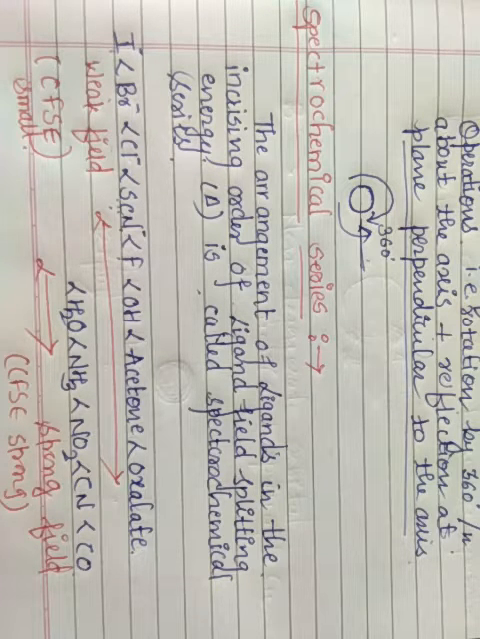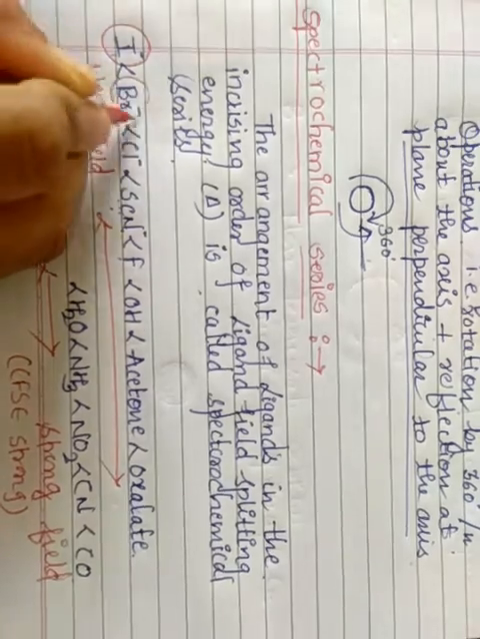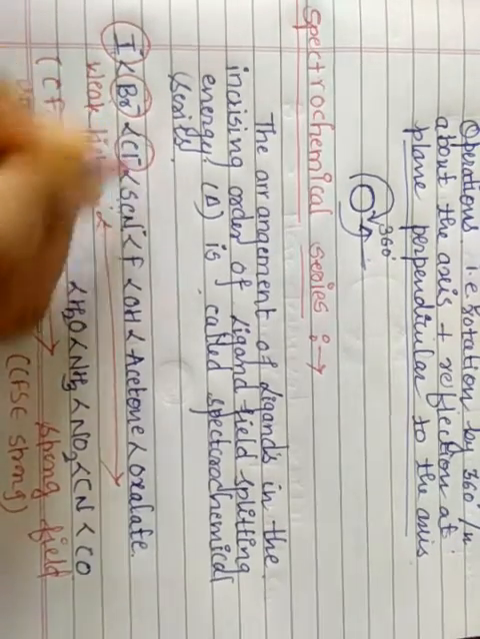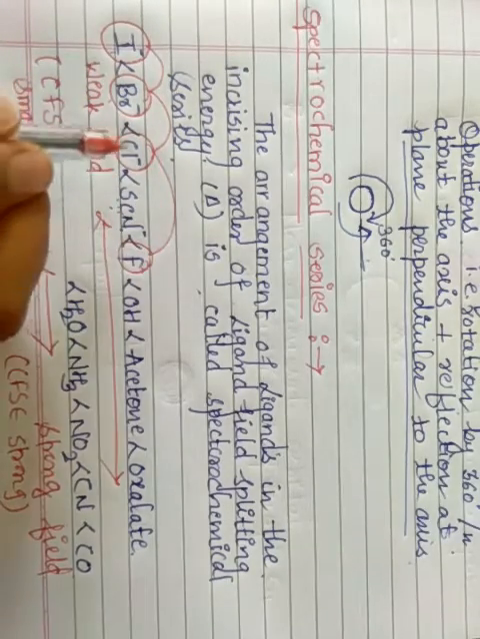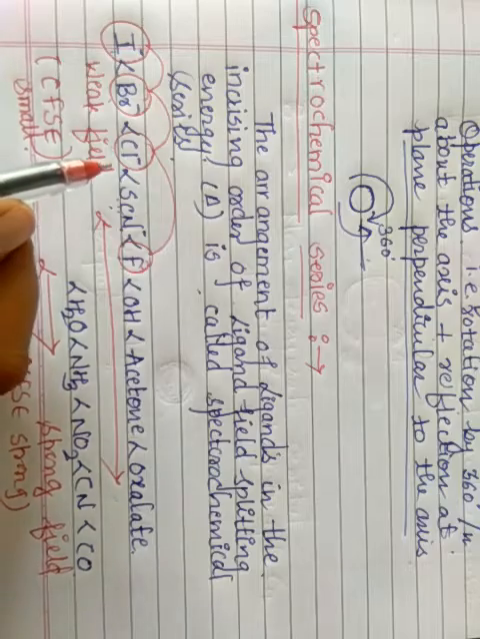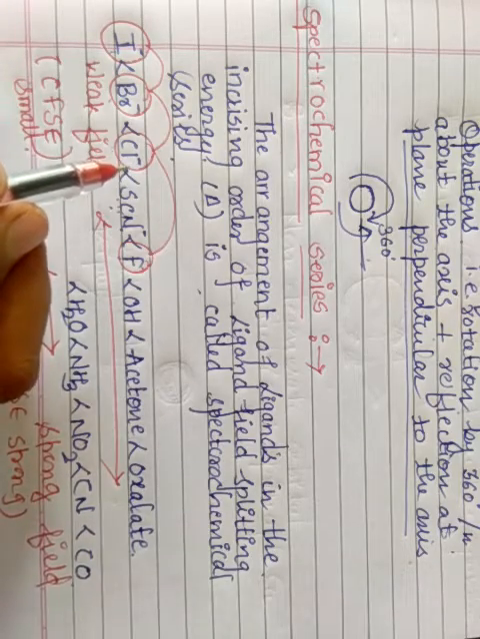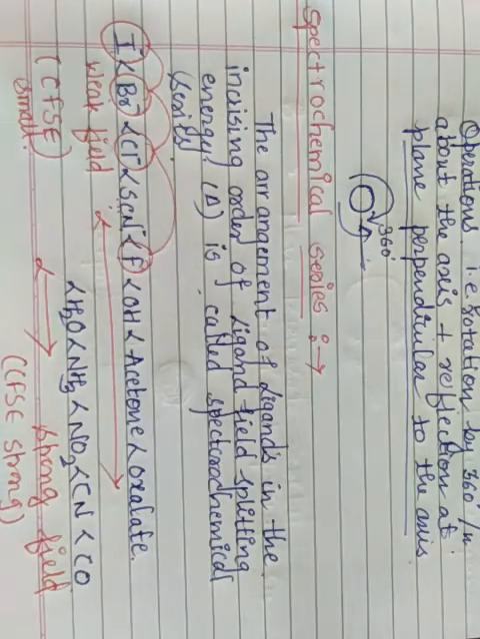Just to see, small ligands can cause greater crystal field splitting because they can approach the metal ion closely. So which can approach the metal ion closely? You can take examples here: iodine, bromine, chlorine, F. They can approach the metal ion very closely, so they have greater crystal field splitting.